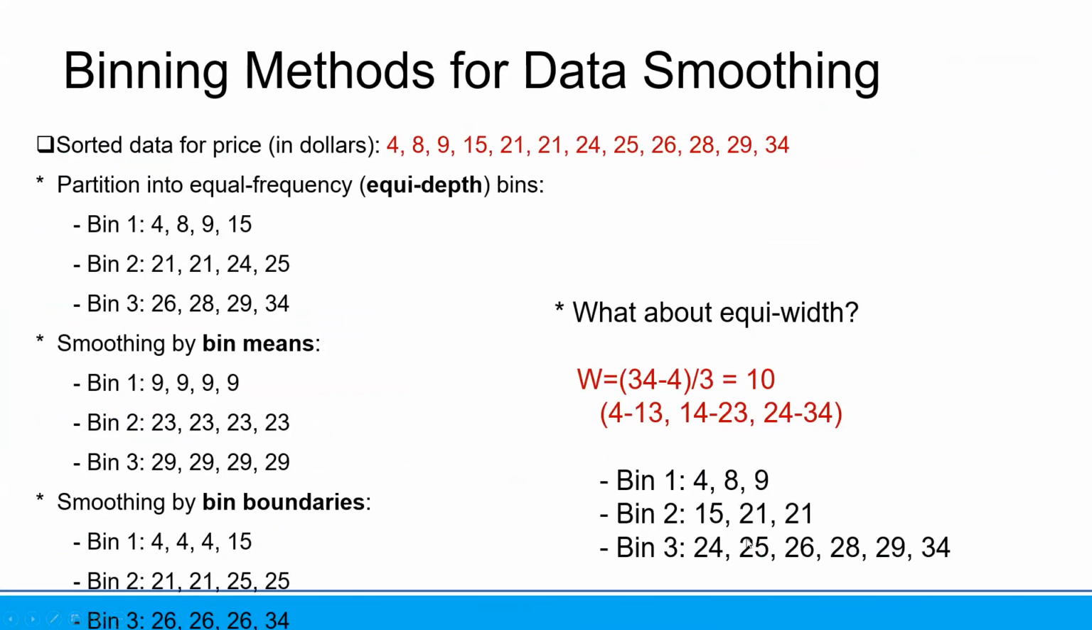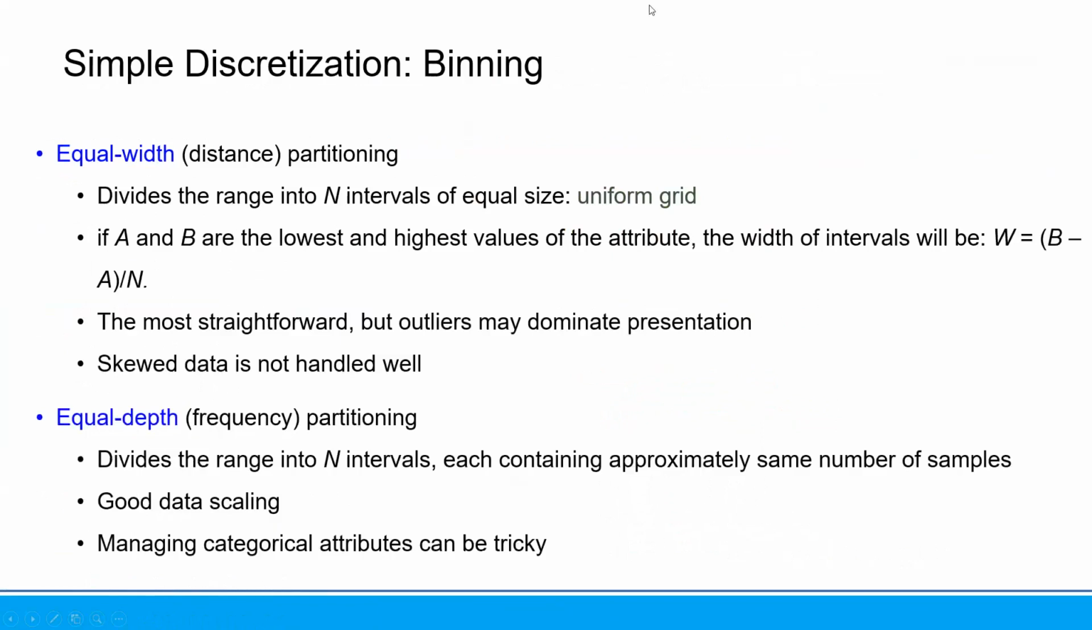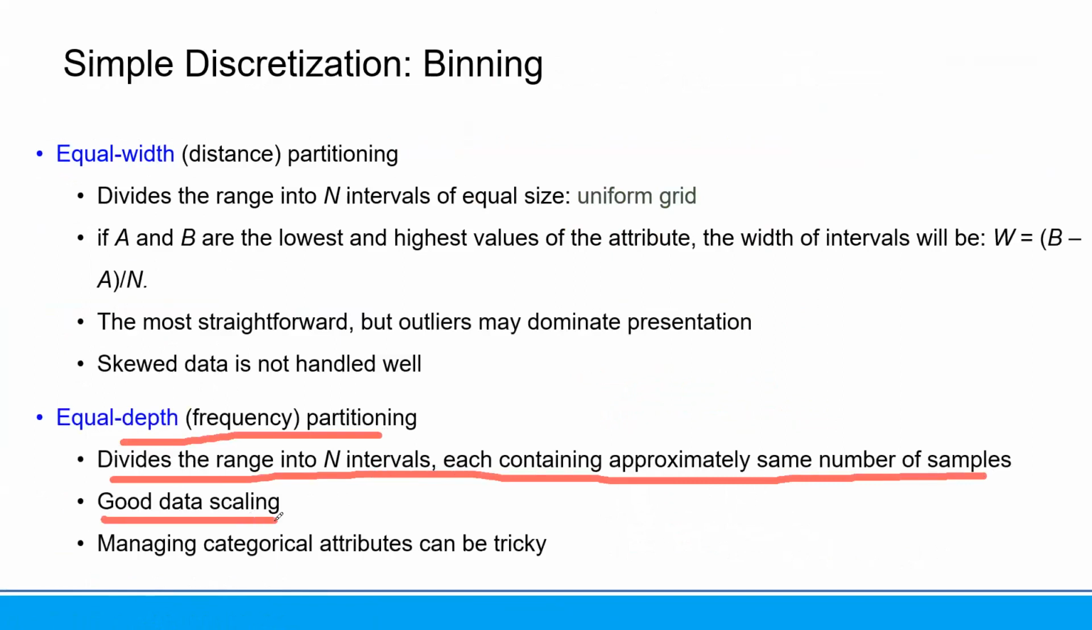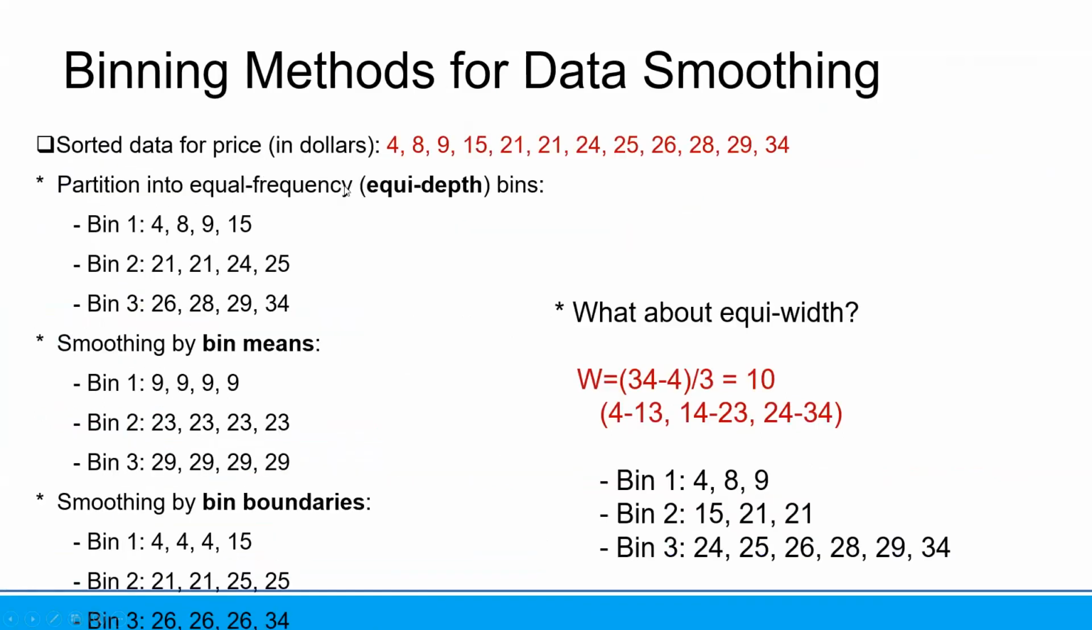And the equi-depth divides the range into n intervals, and every bin contains approximately the same number of samples. It is good for data scaling, but when we manage categorical attributes, it can be tricky. So usually this kind of binning is good for numerical attributes. So this is equal frequency, equal depth.